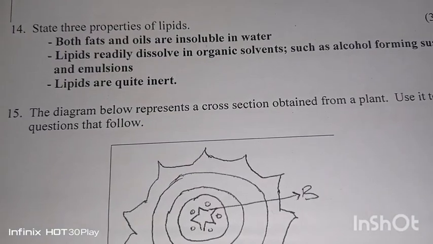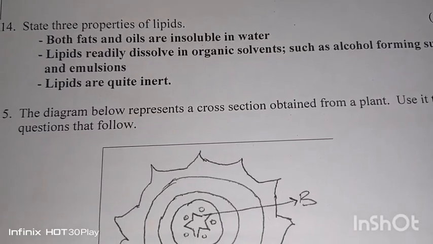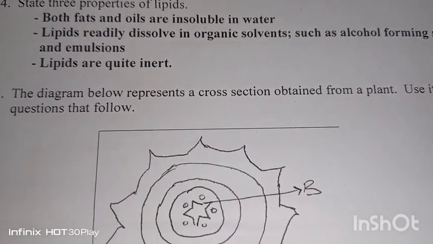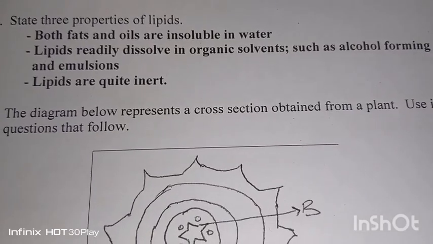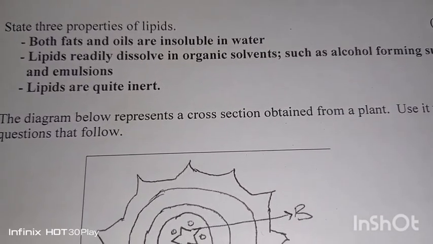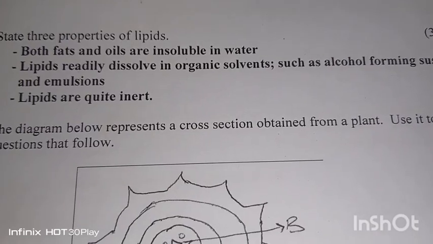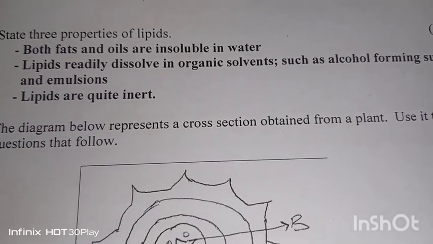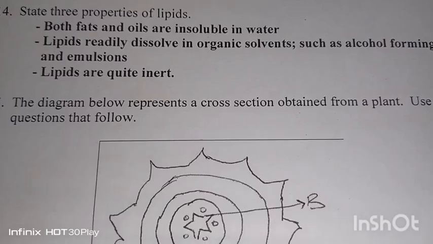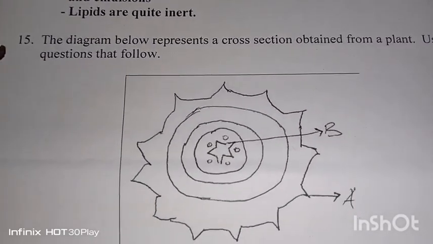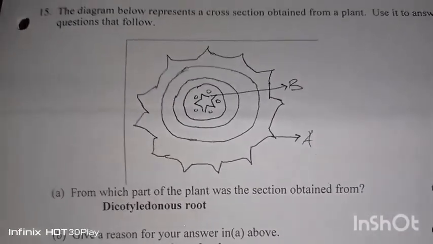Number 14, you're asked to state 3 properties of lipids. Lipids, they are the fats and oils. Fats are the solid ones, oils are the liquid ones, and they readily dissolve in organic solvents such as alcohol, forming emulsions, but they are insoluble in water, of course. And they are quite inert. Inert means that they are unreactive, and that is why they are stored in the body under the skin.